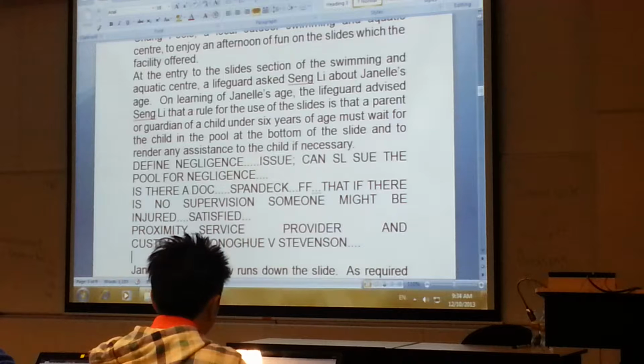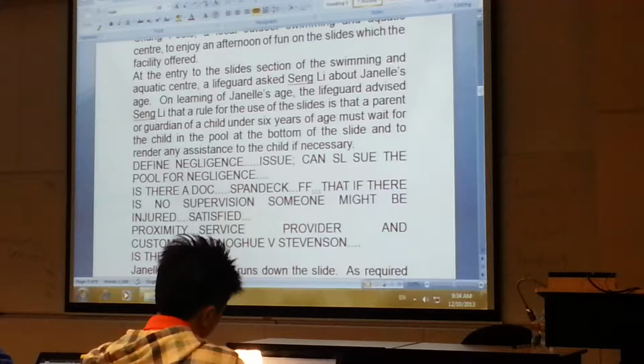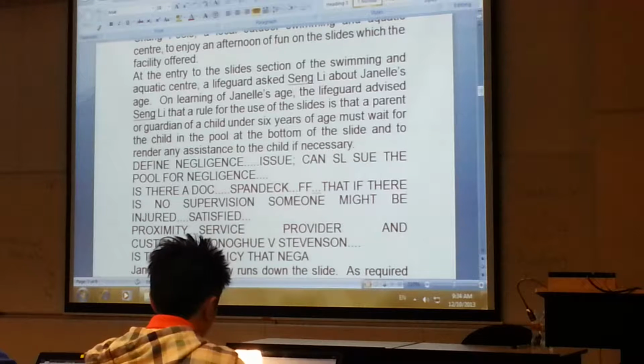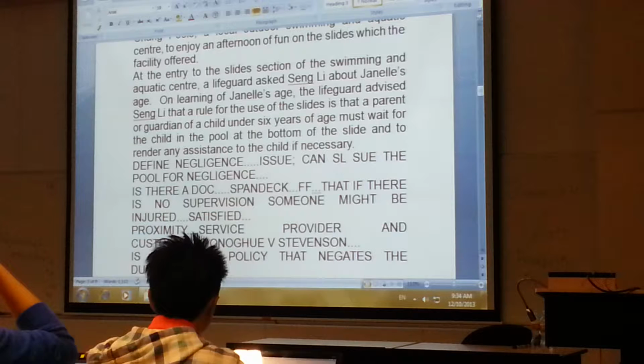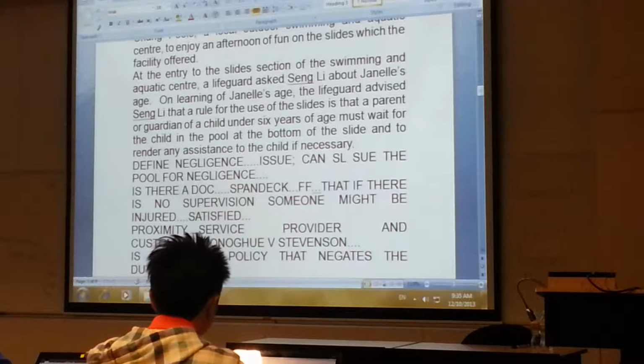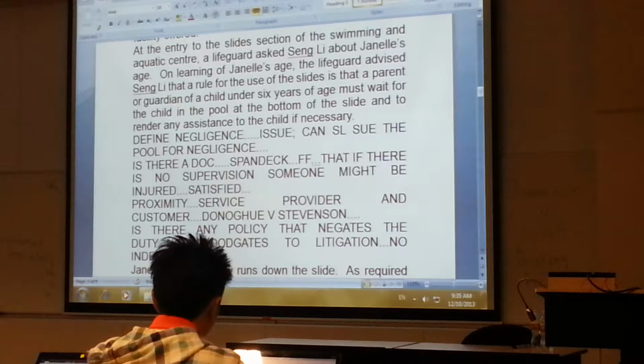Next question. Is there any policy reason, are you opening up the floodgates? Answer is no. Right? No floodgates of litigation. In other words, no indefinite or unlimited claims will arise. Right, so class, this is the first segment about duty.